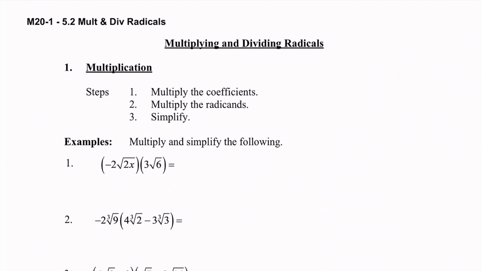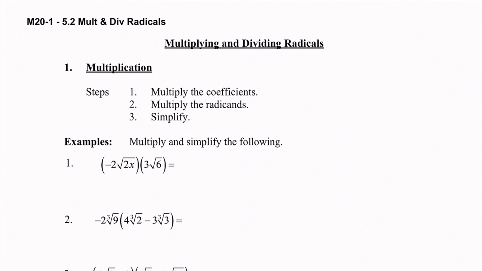So our steps for multiplication, all you do is you multiply the coefficients. So you're going to multiply the numbers that are in front, so the -2 and 3. That'll be step 1. And then step 2, and you can kind of do it at the same time, is you're going to multiply the radicands. So whatever's inside here, you're going to multiply those things together. And then at the very end, you need to check and see if you can simplify it any further.